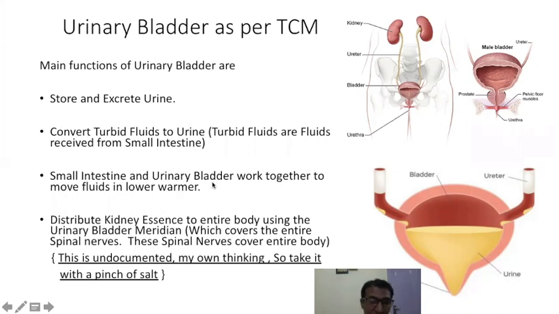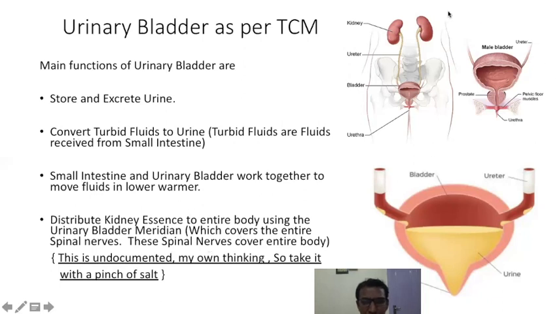This is one of the works that the urinary bladder does. And the last one is that it distributes the kidney essence into the entire body using the urinary bladder meridian, which is a very long meridian flowing in the path of the spinal cord on both sides. Using that pathway, it sends the essence into the body with the help of nerves. This statement is my statement, so take it with a pinch of salt. There is no documentation for this last statement about the kidney essence.